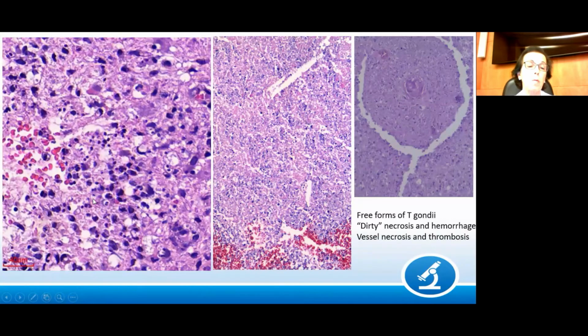They are spread here. The necrosis is usually a dirty necrosis, and necrosis also can involve, not the same case, but may involve the vessel which is inflamed and can have thrombosis in the center. So the important information here is that this is not a granulomatous lesion. So if we find granuloma, we can discard toxoplasmosis.